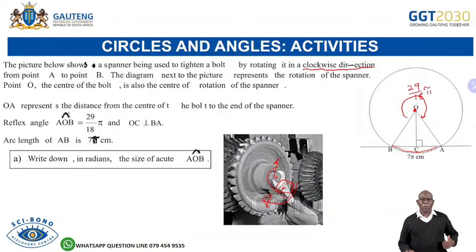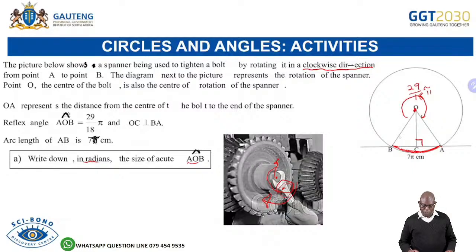So if it's given as pi, therefore you already know that it's given in radians, right? Now, OC is perpendicular to that. So given that that angle is 90 degrees, the arc length is given. Here is the arc length. So in other words, the length of this one here is 7 pi centimeters. Remember its length. Now they say write down in radians the size of AOB.